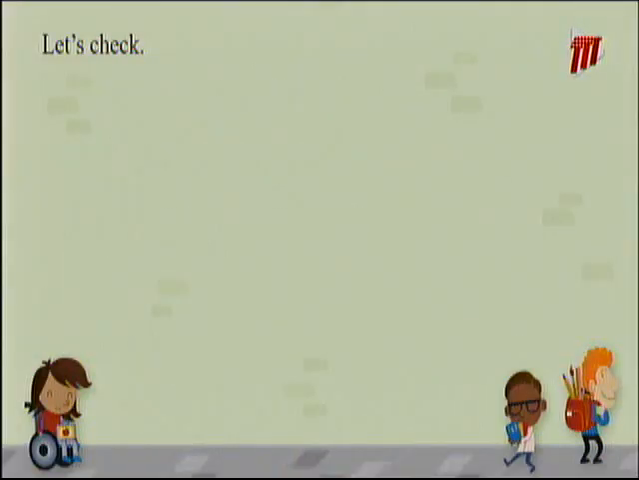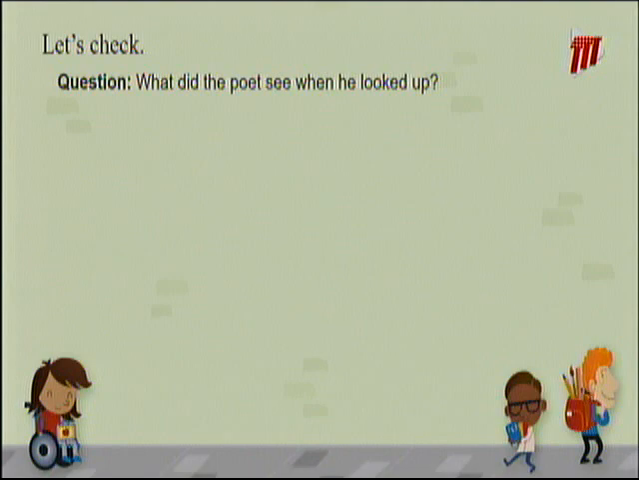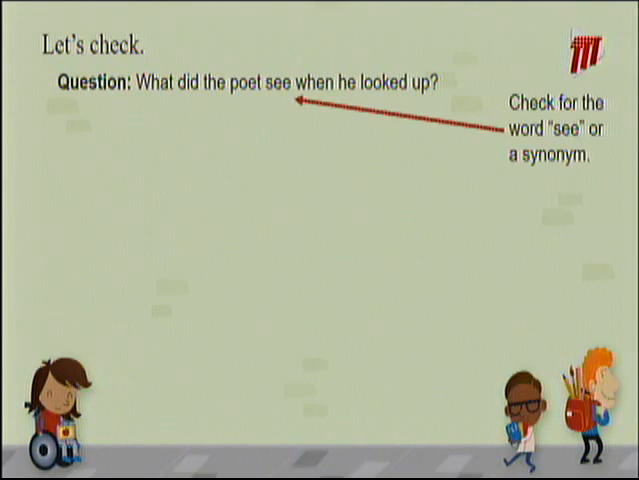Let's take a look at our second question. What did the poet see when he looked up? To be able to answer this question, we need to check for the word see or synonyms that are contained in the poem.